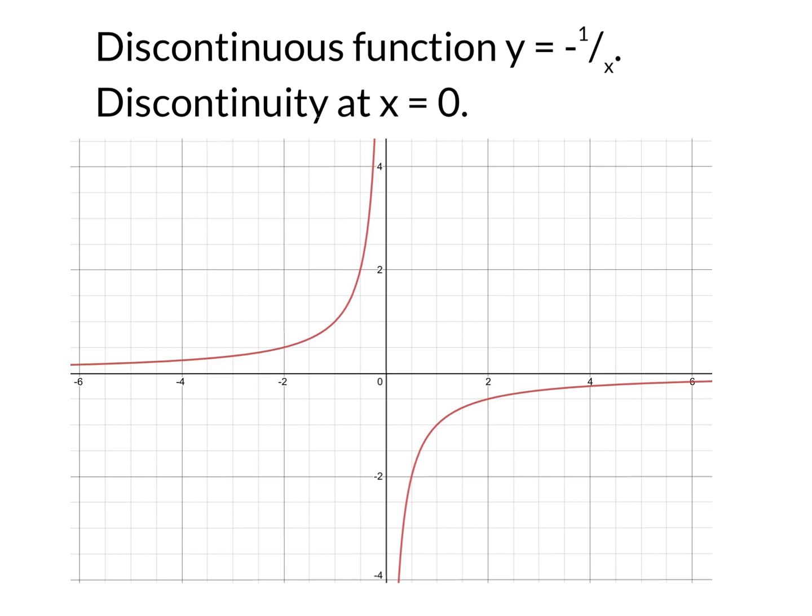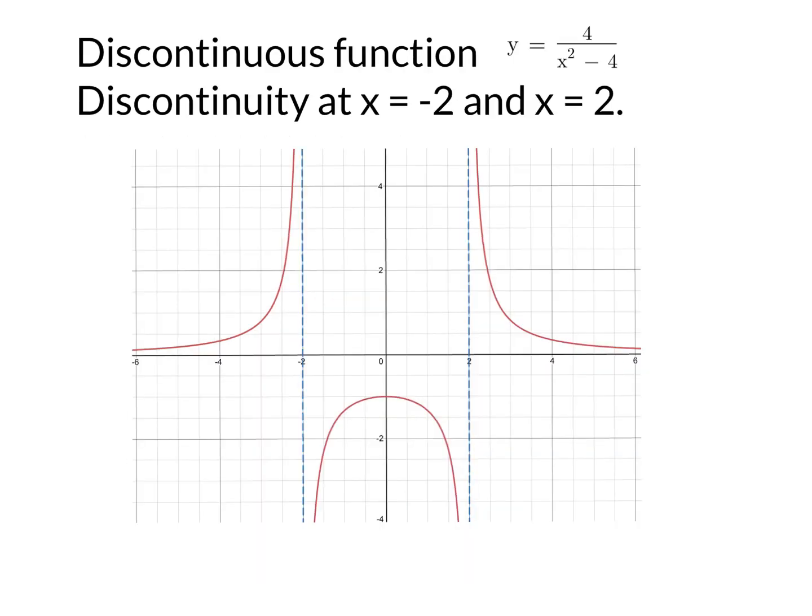Discontinuous is y equals negative 1 over x, and we've looked at this graph before. It is a hyperbola, and its discontinuity at x equals 0.